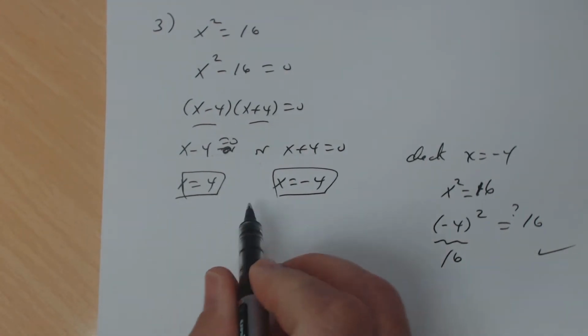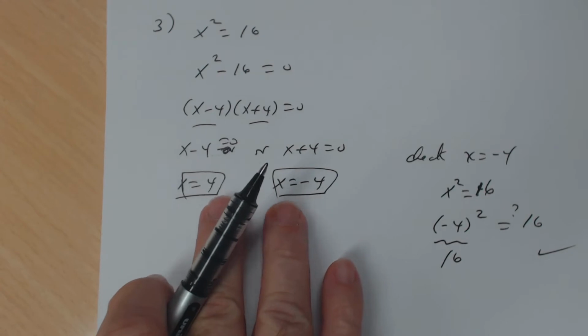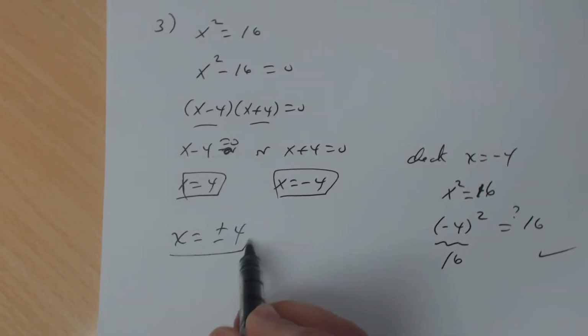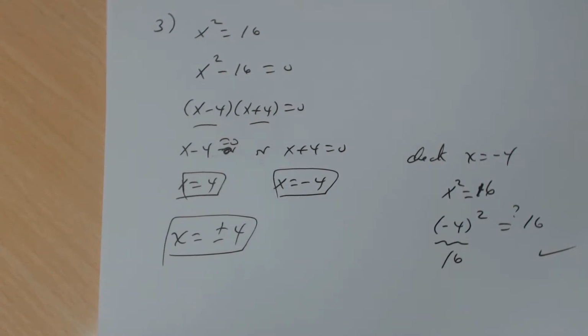Now sometimes you'll see how these are opposites of each other. So sometimes you'll see it written like this, plus or minus 4. These are opposites. Okay. So plus and minus 4, positive 4 and a negative 4.